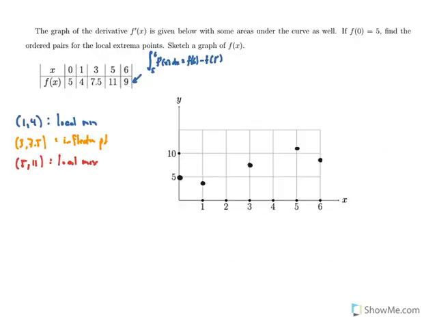So putting that all together, we have a nice curvy function. We have a min at 1. We have an inflection point at 3 and a max at 5. Our function is going to look something like that. And again, the point is that we are finding information about the original function given the derivative.